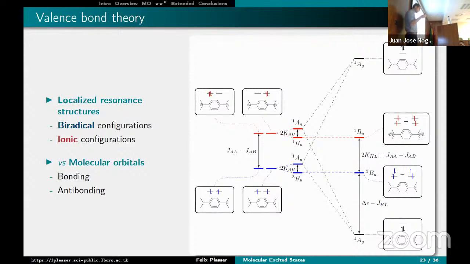And then when we turn on the full Hamiltonian, we see that the singlet Ag states mix to form the bonding and the anti-bonding combinations: the closed shell bonding state and the closed shell anti-bonding, doubly excited state.